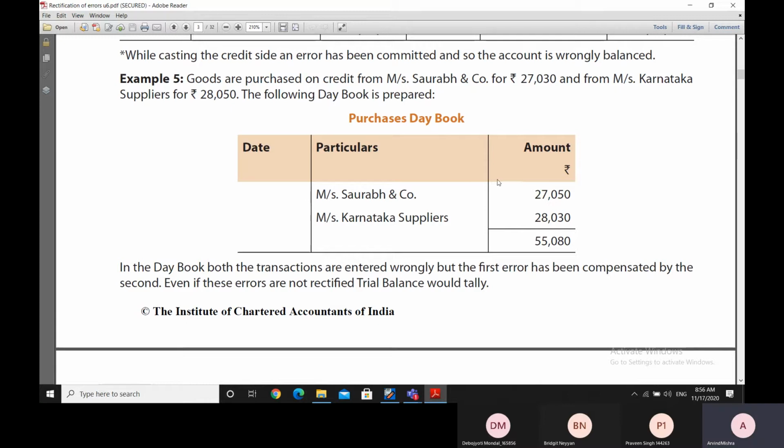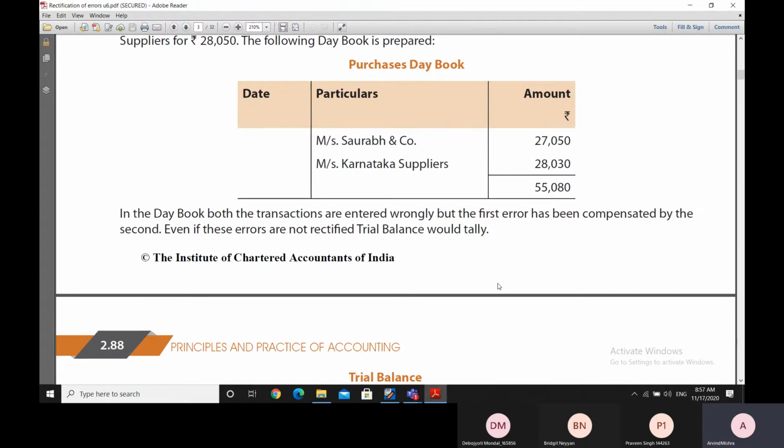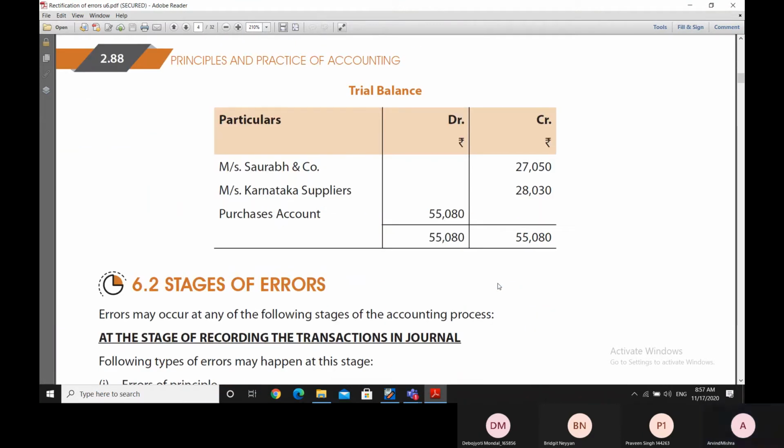But what is happening is the total purchase is the same, is correct, because in the first transaction a mistake of plus 20 rupees has been made, and in the second transaction a mistake of minus 20 rupees has been made. So one mistake is compensating for the other mistake, and that is why the total of the purchase day book is not incorrect, it is correct, but the individual entries are not correct. So even if we don't rectify this kind of error, our trial balance would get tallied. So we reach a conclusion from here that sometimes trial balance may tally, but still there may be errors. As you can see here, the trial balance is tallying, but there is an error in both the entries.